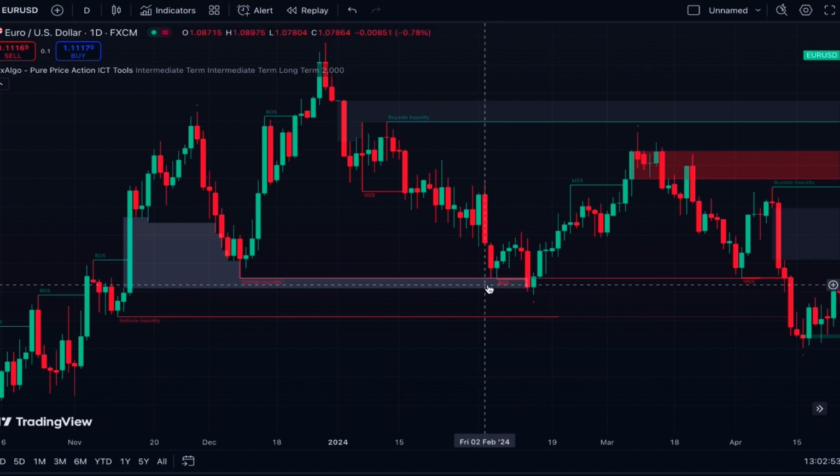And for exiting their long positions, they need to place a sell order. So there are lots of sell orders already placed in this area, and that is why it is called sell side liquidity, meaning in this area we have already liquidity for sell orders.